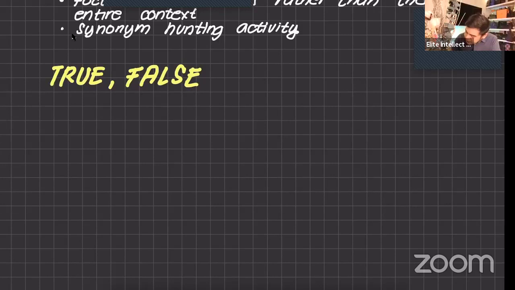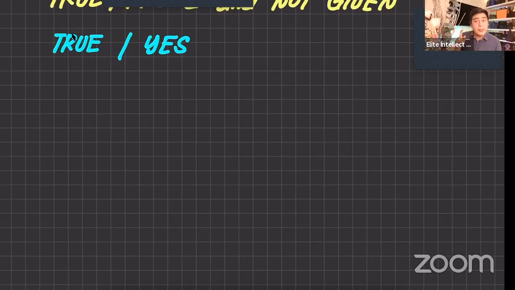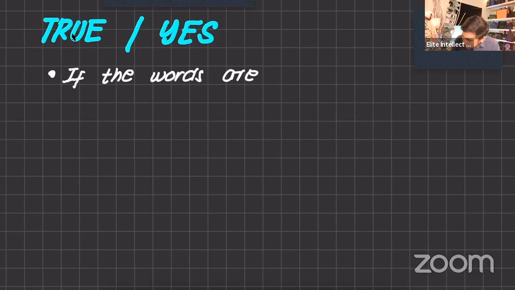True, false, and not given. Okay, guys, let's talk about true first. How can you tell if an item is true, or yes? On the examination, guys, you will be able to tell that this one is true or yes if the words are paraphrased.